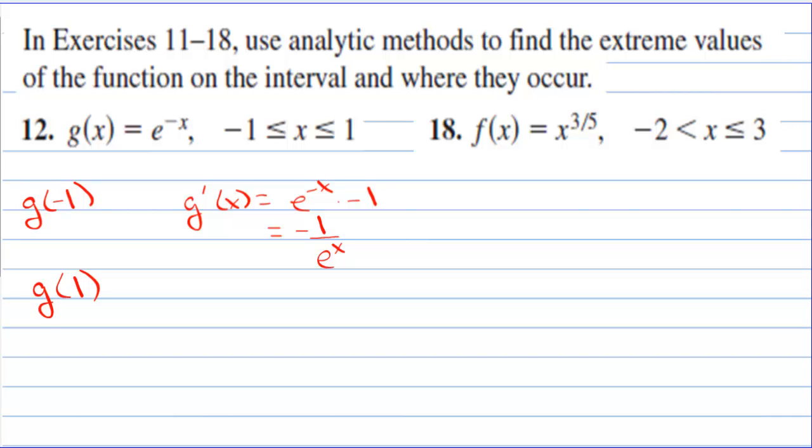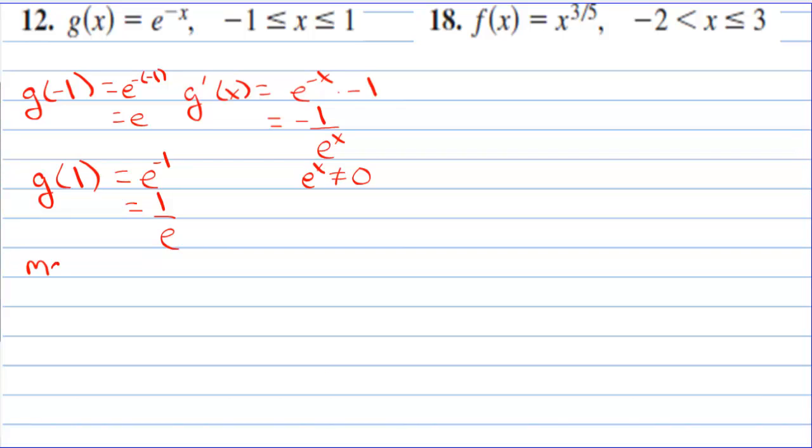Now, there's no way to make the denominator 0. E to the x cannot be 0. So there are no critical points for this function. If we plug in g of -1, that's e to the -(-1), that's e. And if we plug in +1, that's e to the -1, which is equal to 1 over e, a fraction less than 1. So we have a maximum of e at x equals -1 and a minimum of 1 over e at x equals +1.